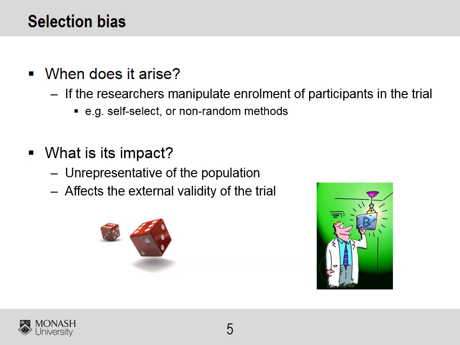So these days, what do we do? We try and run all of these randomization processes through an external source. Usually we get it done by an independent party, using computer-generated numbers or systems to allocate participants to one group or another.